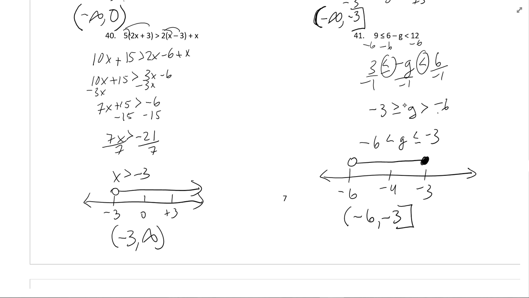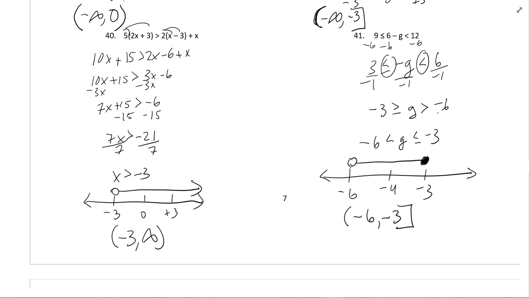All right, let's take a look at this one. So when you solved it here, remember, we always go from least to greatest. So you had to reorder it and say negative 6 is less than g, which is less than or equal to negative 3. Because again, the number line goes least to greatest. So when we look at the number line, we have open circle above negative 6, closed circle above negative 3. So these are only the numbers in between. We're not going all the way to the negative infinity or to the positive infinity.